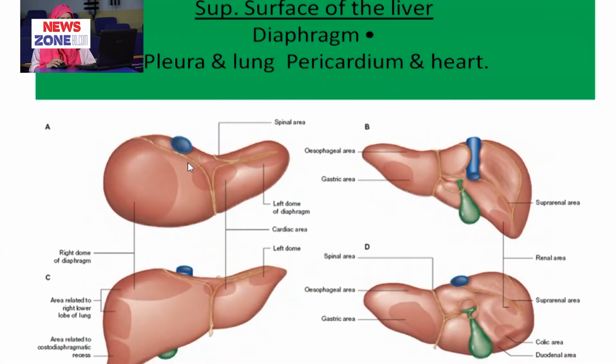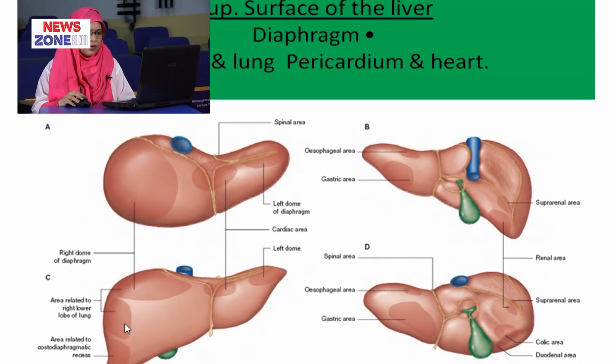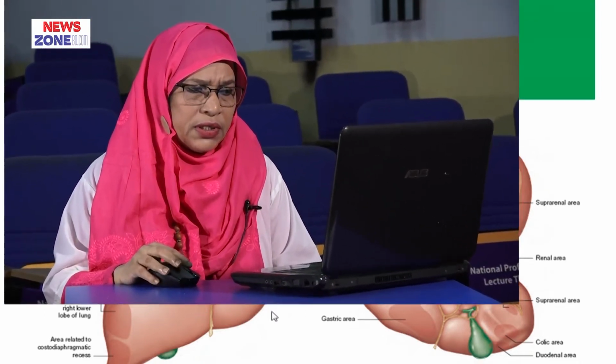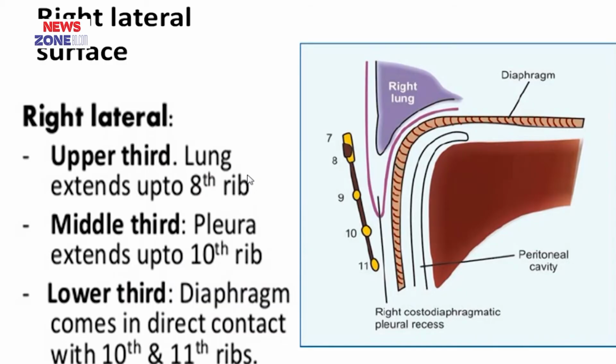Now the superior surface. On the superior surface, the main focus is the concavity of the superior surface, where the cardiac region is present. That means the superior surface impression is convex, then concave, and again convex. This is the superior surface, and it is related to the lungs, pleura, pericardium and also the heart. And this is the right lateral surface.